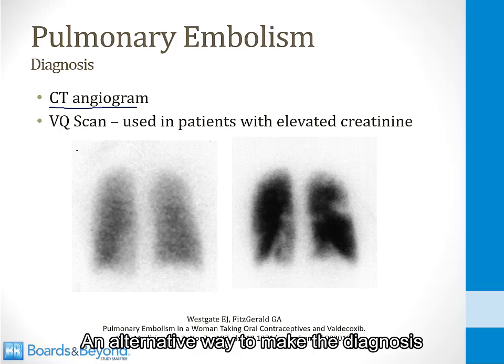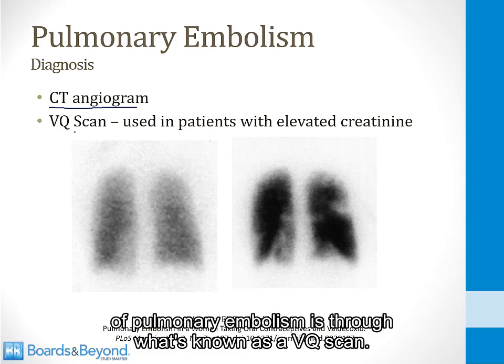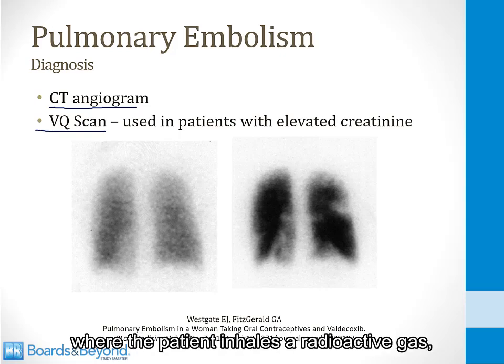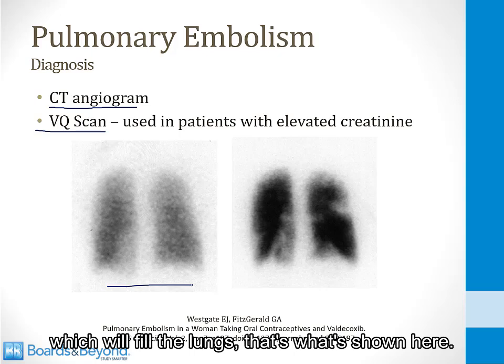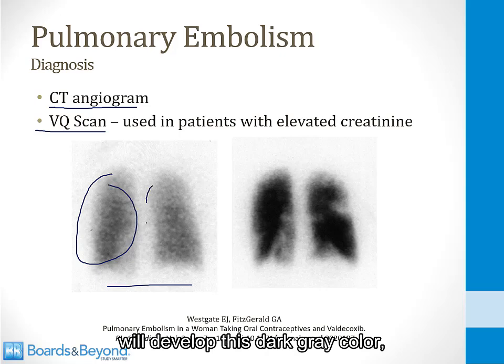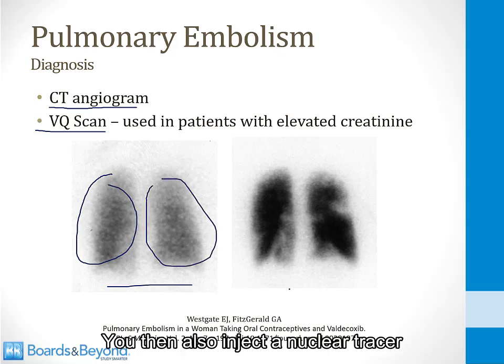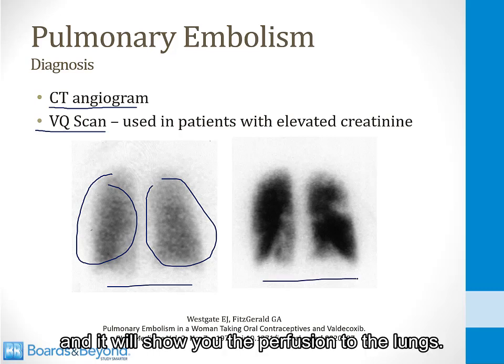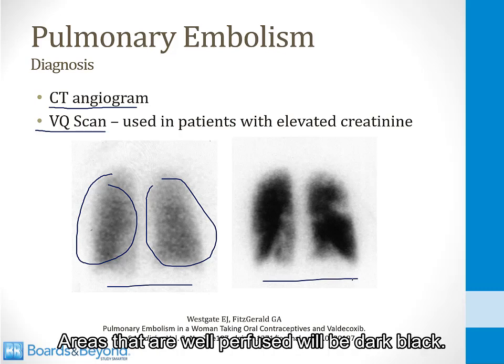An alternative way to make the diagnosis of pulmonary embolism is through what's known as a VQ scan. This is a nuclear medicine study where the patient inhales a radioactive gas which will fill the lungs. That's what's shown here. All the ventilated portions of the lung will develop this dark gray color, indicating that they are ventilated. You then also inject a nuclear tracer into the venous system, and it will show you the perfusion to the lungs. Areas that are well perfused will be dark black.